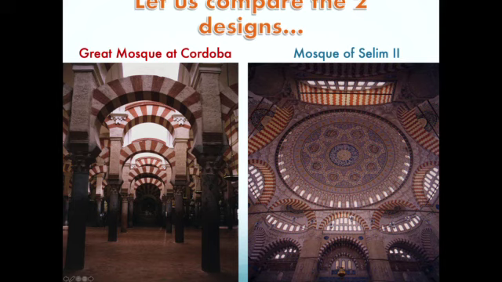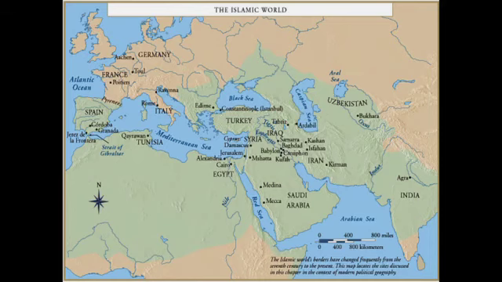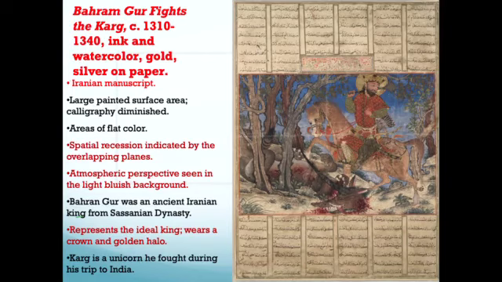We have the Mosque of Selim II, also known as the Blue Mosque. And you can see some of the similar architectural features there. We have almost that double horseshoe arch. We have the alternating colors. And we're getting closer now to the end of our Islamic art section. So now we're going to take a look at some Islamic manuscripts.